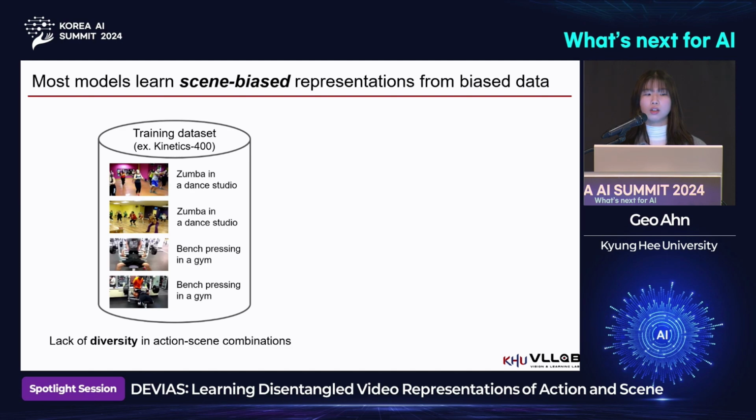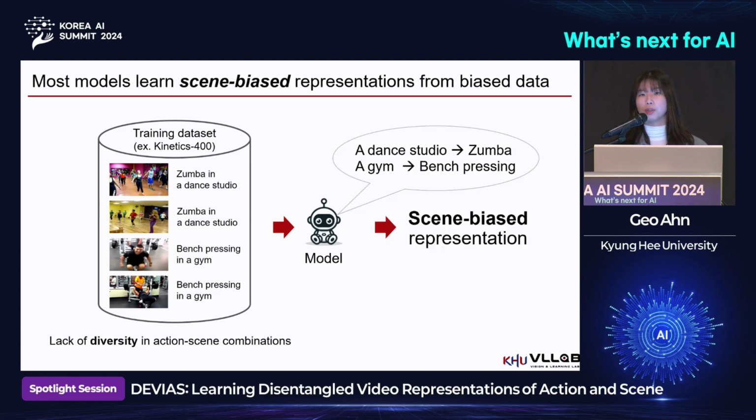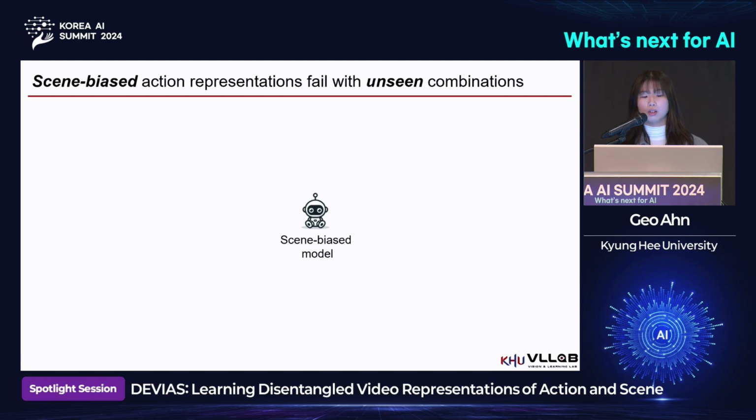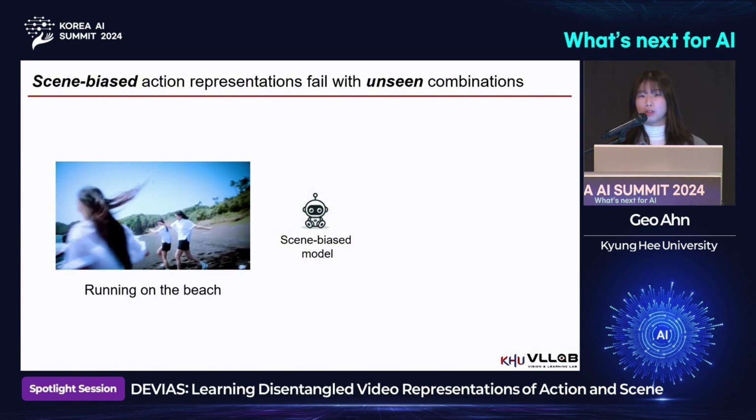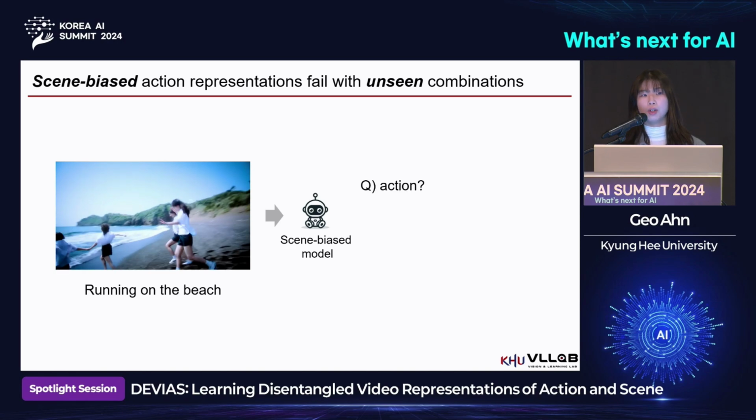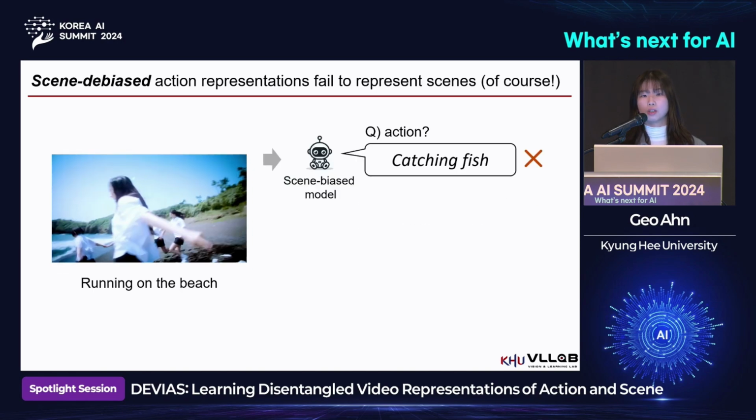And most datasets used for training lack diversity in action-scene combinations. So a model trained on this biased dataset naturally learns scene-biased representations. This scene-biased representation has a serious problem, which is that it fails in unseen scenarios. This scene-biased model focuses on the background instead of the action, so it predicts the action of the following video as catching fish.